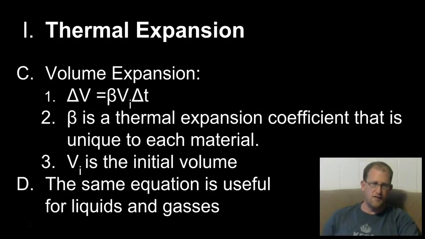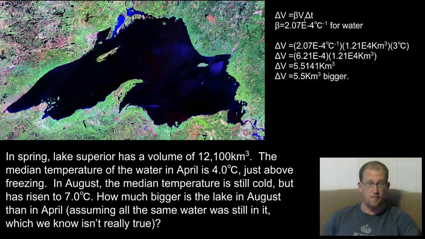And just like alpha, it's unique to every material. You need to look up what the beta value is for that material if you're doing work like this. And then it's just beta times the initial volume times the change in temperature, okay? Volume sub i is the initial volume there, and we use this same equation for liquids and gases and solids. It doesn't matter what state of matter it is. Really, a liquid or a gas doesn't have a linear measurement, so you can't use the first one, but you can use the second one for liquids and gases. So let's look at an example of that.